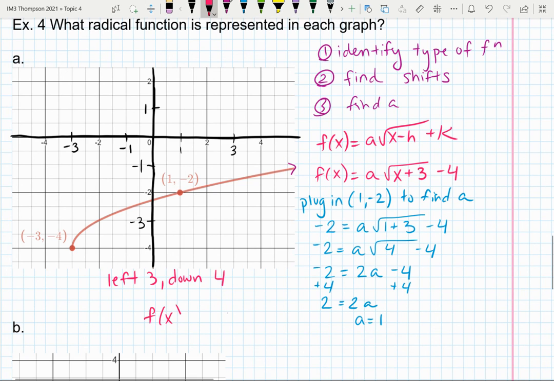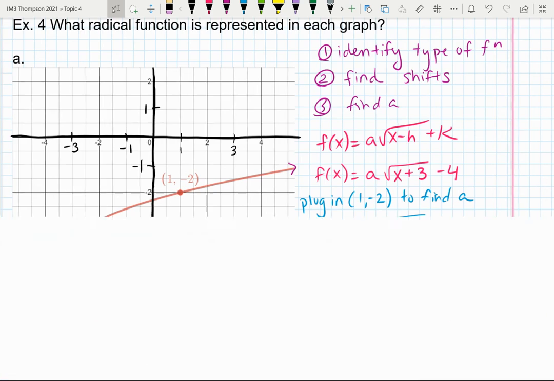So when I rewrite my final answer, now that I know a is 1, I know the equation of the graph is just this. That's for a, not for b.